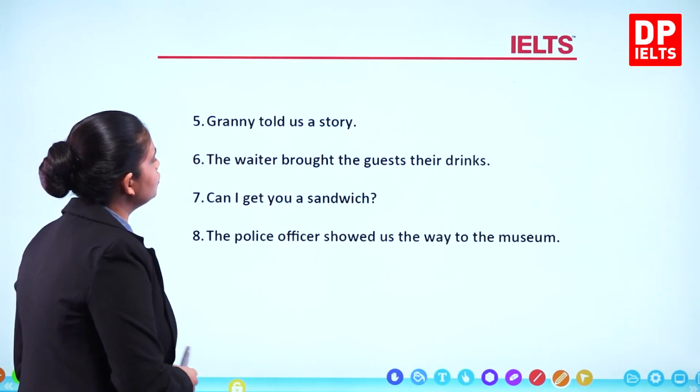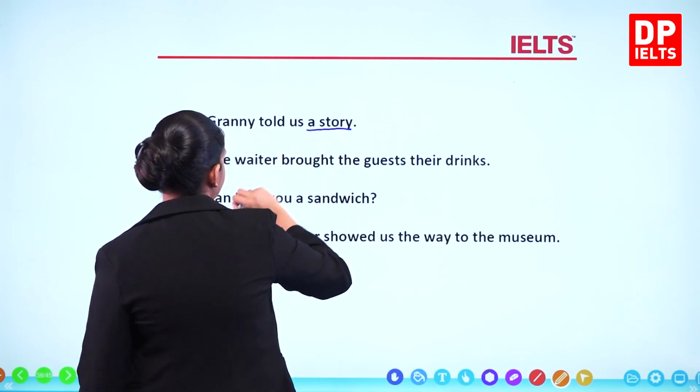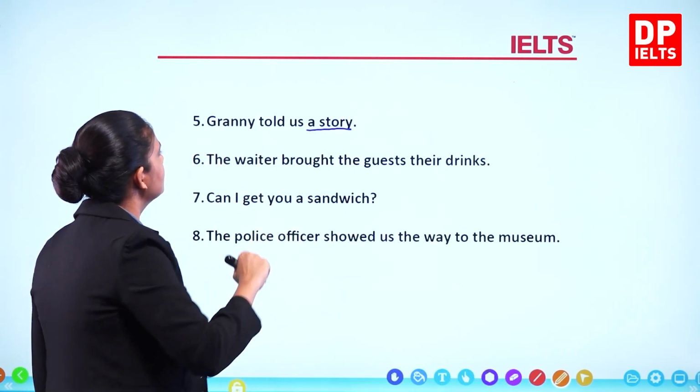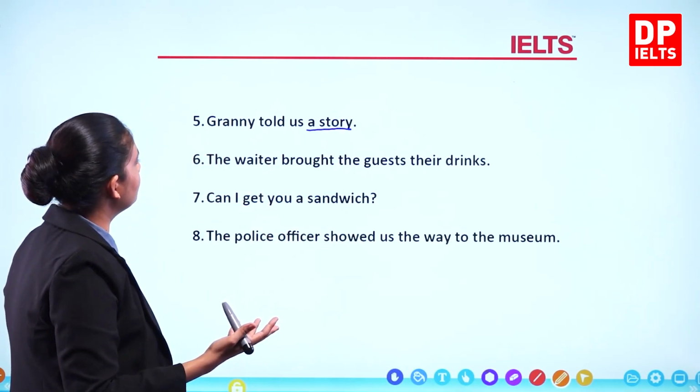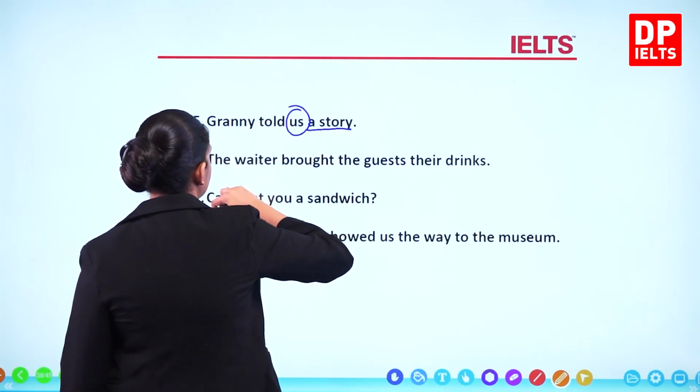Granny told us a story. මොනවද Granny අපිට කිව්වේ? What did she tell us? A story. Right? So to whom? Us. That is the indirect object.